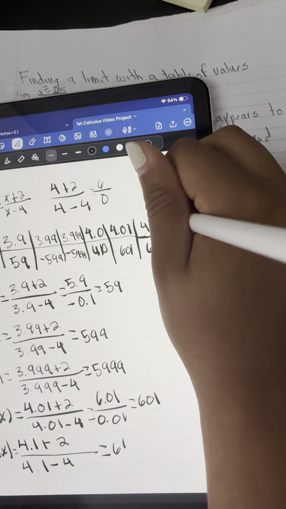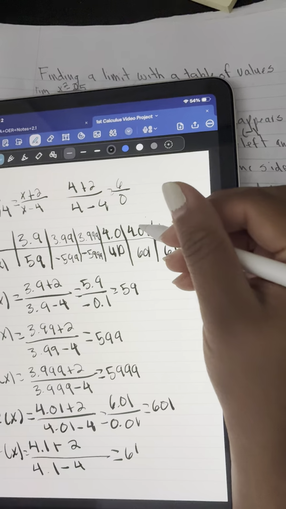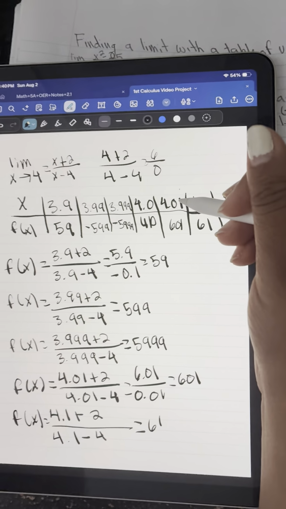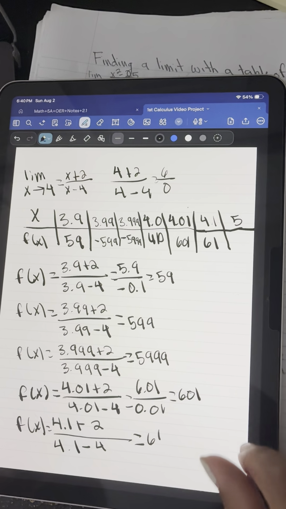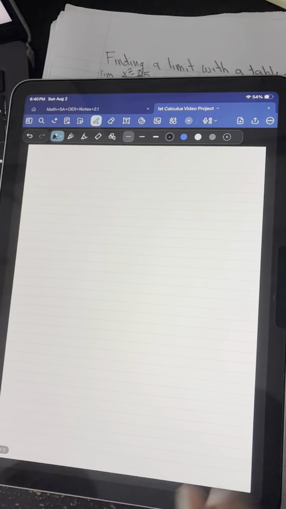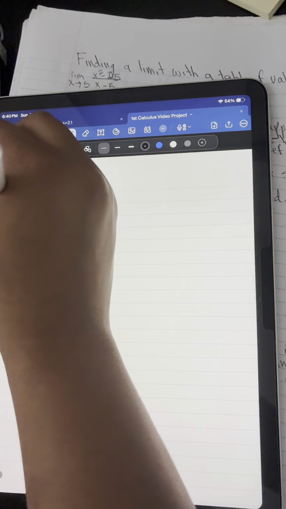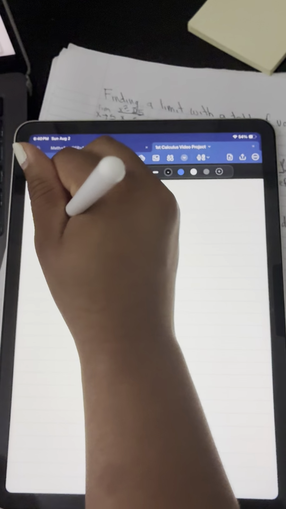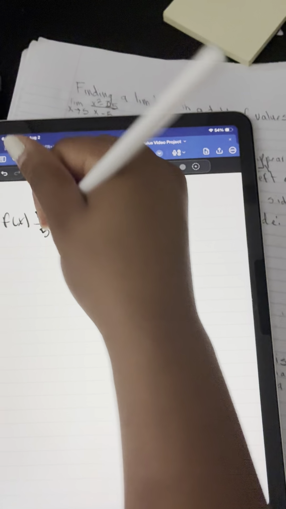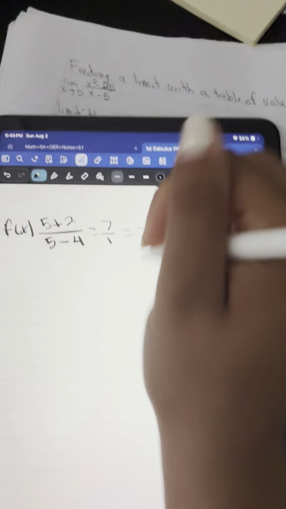And then lastly, we'll put 5, which is kind of a jump, but as I can see that after 4, the function continues to increase. So we'll just put in 5 as the last one. So f of x, 5 plus 2 over 5 minus 4 equals 7 over 1, which obviously equals 7.